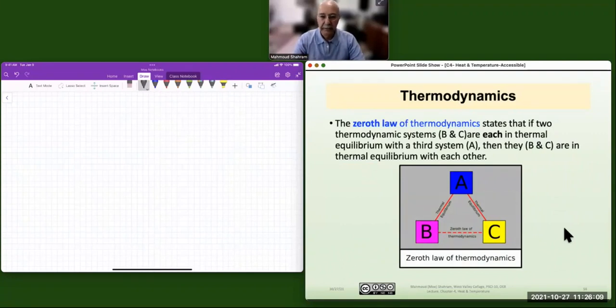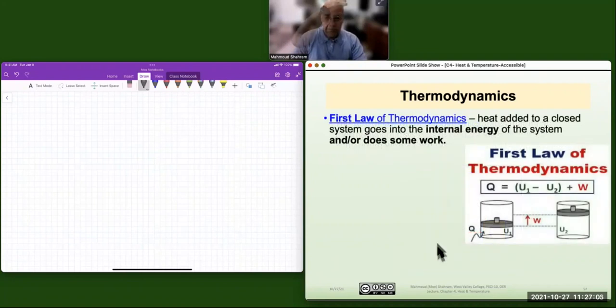Thermodynamics has 4 laws actually, but one law is called the Zeroth law. This one is very obvious. If you have 2 objects that are in thermal equilibrium with a third object, so we have B and A in thermal equilibrium, they both have the same temperature. And if C and A are in equilibrium, then the law says B and C should also be in thermal equilibrium, which is trivial, right?